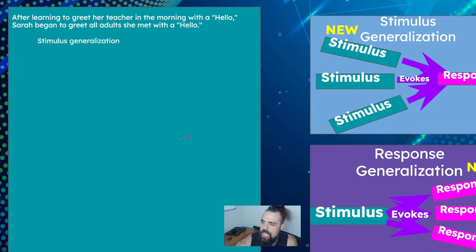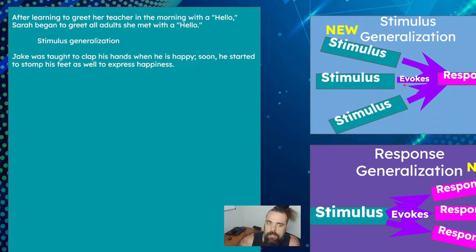This one is going to be stimulus generalization. Now we have different contexts. More adults are evoking the same response, saying hello. So new contexts were generated. This is stimulus generalization. Let's check out our second one.